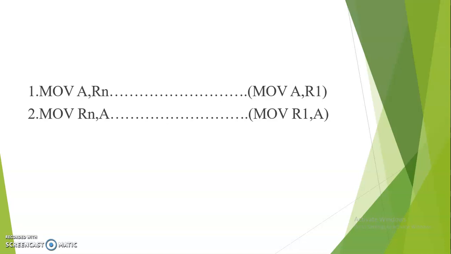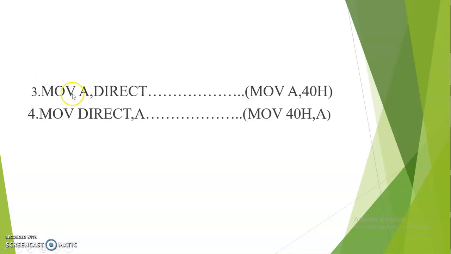We will see the next 2 combinations of the same instruction. The next combination is MOV A comma direct. Here direct is the source, whereas A is the destination. This instruction will copy the contents of the direct address given in the instruction to the accumulator. The example I have written is MOV A comma 40H. Now 40H is the address where there are some contents. Those contents will be copied to the accumulator.